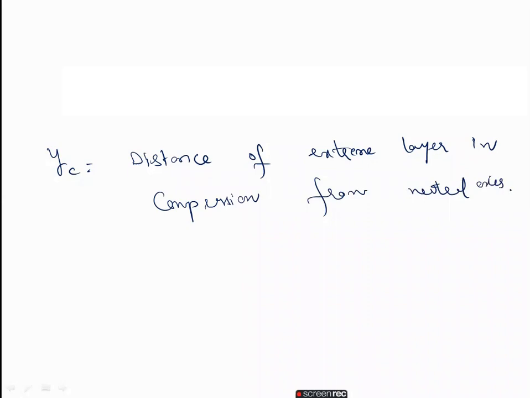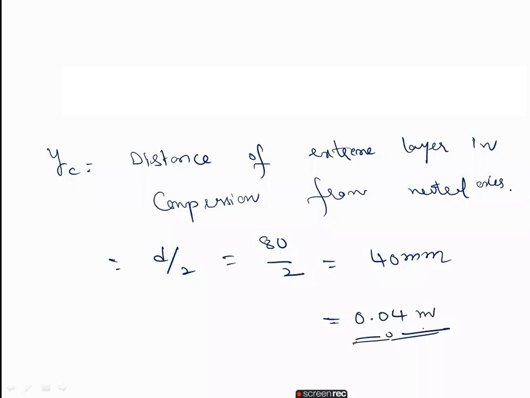The distance of the extreme fiber in compression from the neutral axis means, in a rectangular section, absolutely half of the depth, that is d by 2. The d value we know already, 80 by 2. We got 40 mm. If you convert into meters by dividing by 1000, you will get 0.04 meters. Okay, this is the Yc.